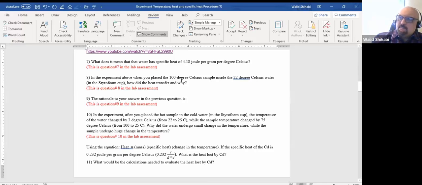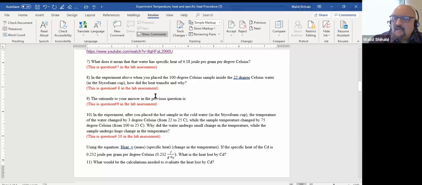Then after that, when the temperature reaches 100 degrees Celsius, they move the material from the boiling water to cold water placed in an insulator, a styrofoam cup, basically an insulator. And using a thermometer, you'll measure the temperature of the water after you add the material to it, and you'll determine the initial temperature and the final temperature of both water and the material. Okay, and from that, you'll calculate the specific heat.